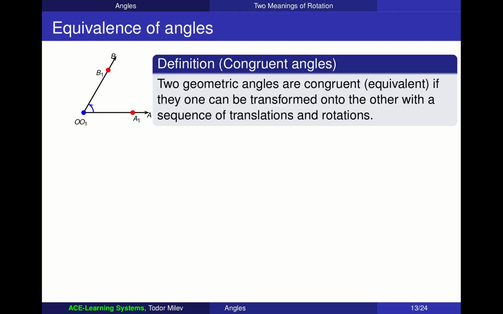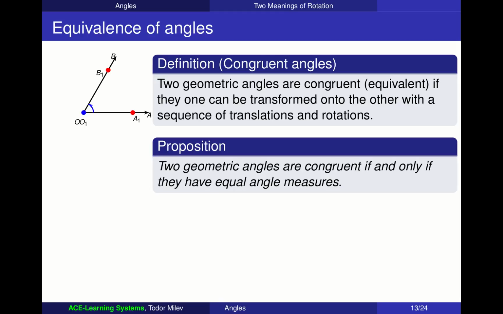But you're going to say, well, in the beginning you told us that the two angles were kind of equal because their angle measures are equal. So how does the notion of two angle measures being equal, so two lengths of arcs being equal, compare to this notion of equivalent angles? Well, the answer is the following. Two geometric angles are congruent if and only if they have equal angle measures. So whenever you give me two angles and their angle measures coincide, I can move one angle onto the other by translation and rotation. In fact, I showed you how to do it. You first translate the vertex of one to meet the vertex of the other, and then you rotate.